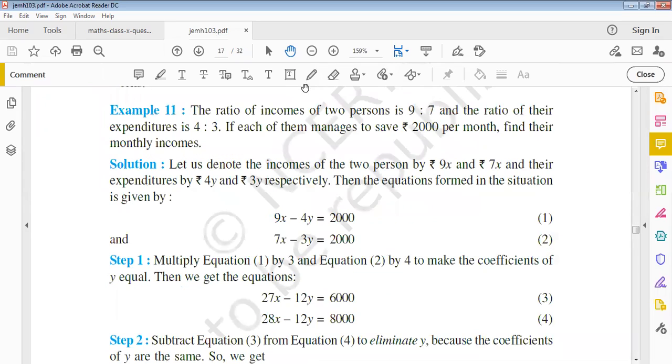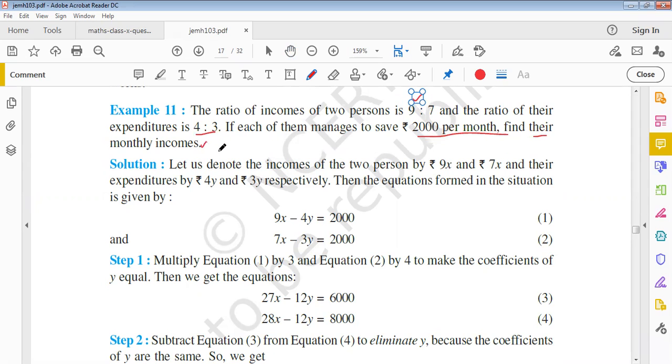This question was asked. The ratio of the incomes of two persons is 9:7, and the ratio of their expenditures is 4:3. If each of them manages to save 2,000 rupees per month, find their monthly incomes.